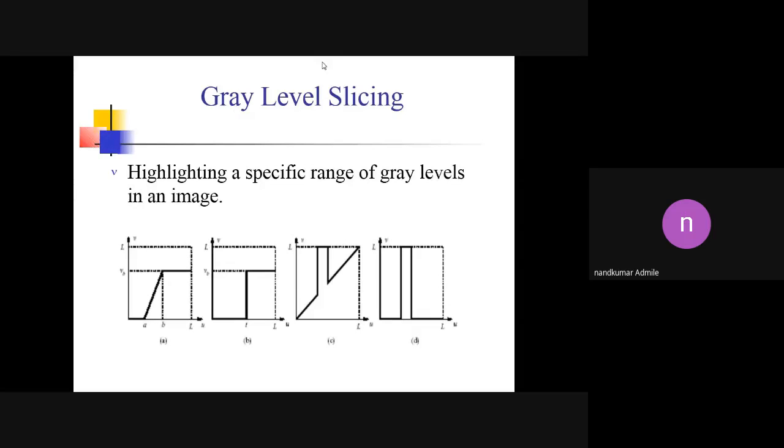So if we make four parts, four regions, the first might be 0 to 50, 50 to 150, 150 to 200, and 200 to 256. By using these small parts, we can also improve the brightness of that particular region. The brightness may be different at a particular value. So by using gray level slicing, we can consider multiple regions from a single image.